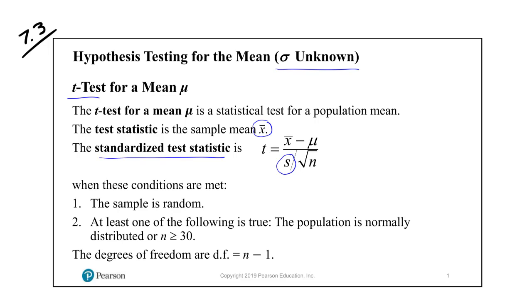All right, we still need similar conditions to before. We may need the sample to be random, and we need to either know that the population is at least approximately normally distributed, or the sample size is at least 30. And the degrees of freedom, like when we used the t-distribution before, is again n-1, and that'll come into play in how we figure out p-values in using the t-test.